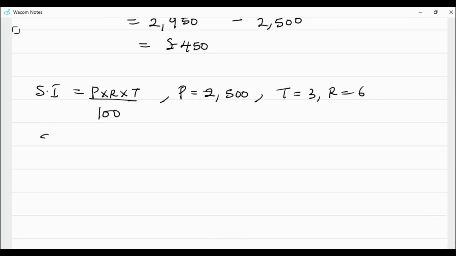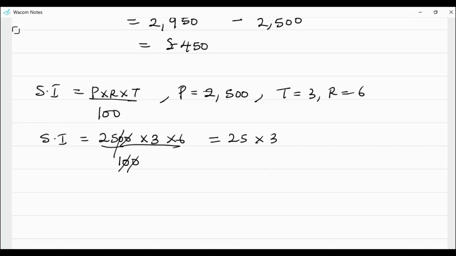So putting this here, we have that SI is equal to 2,500 times 3 times 6 over 100. So this is going to cancel out this. This will cancel out this, and we have 25 times 3 times 6. So SI, which is the simple interest, is going to give us 25 times 3 times 6, which is 450. And this is the answer.